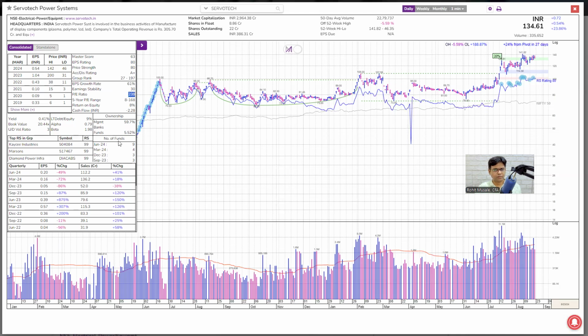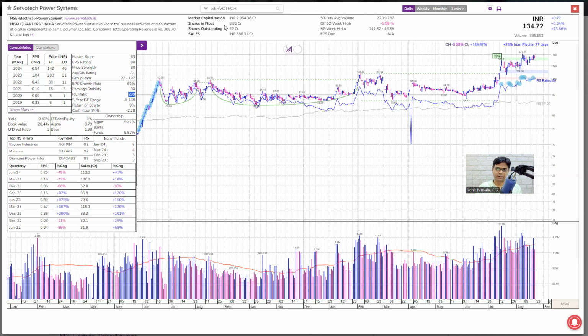That's not a problem. PE ratio is not a big deal, because if the price is making all-time highs and the relative strength is high, I wouldn't mind a high PE ratio. But that PE ratio has to be supported with earnings growth, which is not happening in this case.